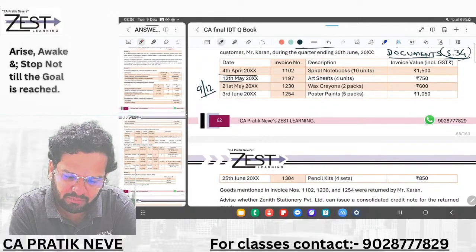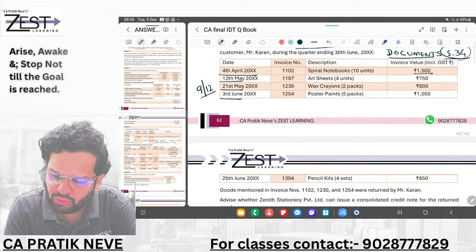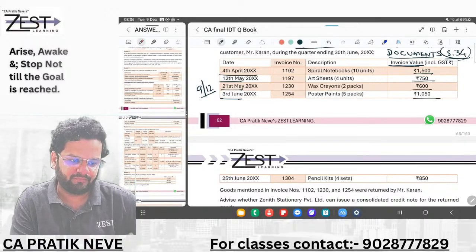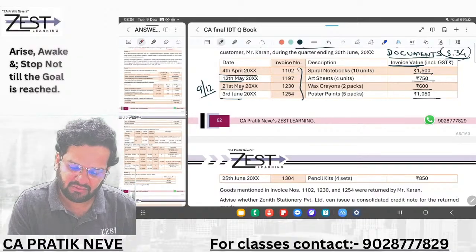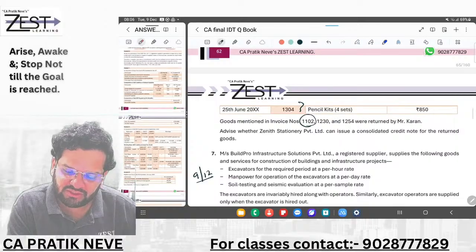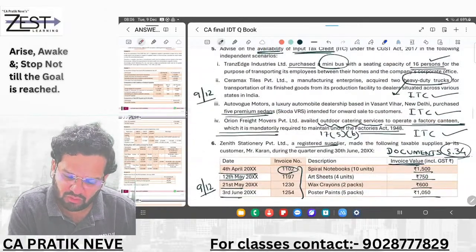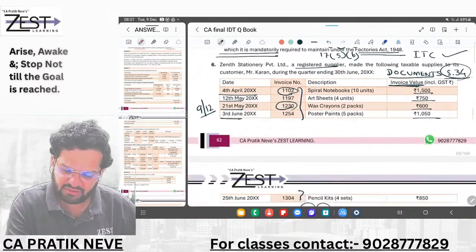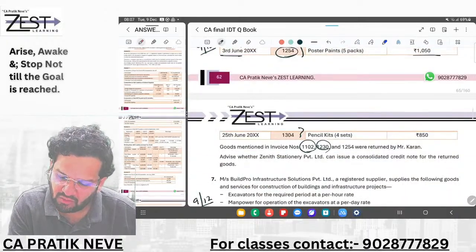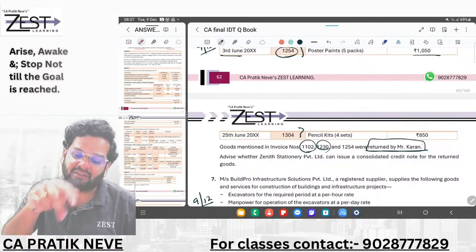It's given on 4th April, 12th May, 21st May, and 3rd June, and the value including GST is given, and the invoice has been issued. See, these invoice numbers are given. Goods mentioned in invoice 1102, invoice 1230, and invoice 1254 were returned by Karan. Okay, they were returned by Karan.